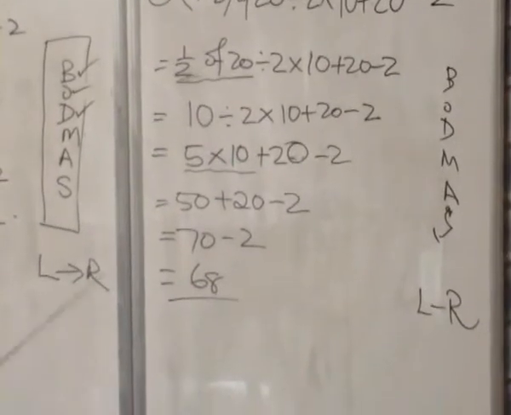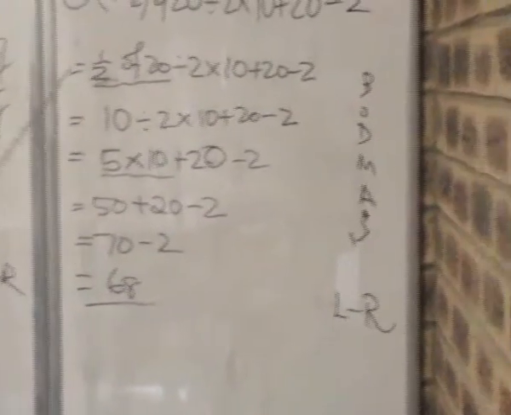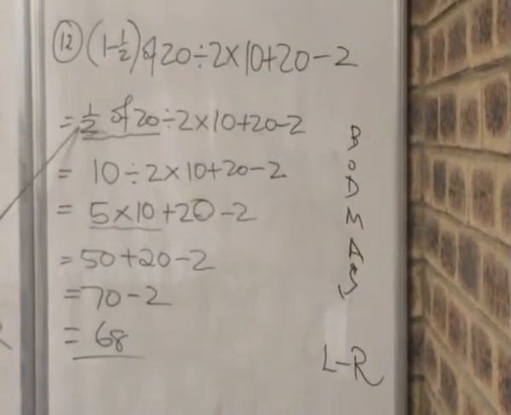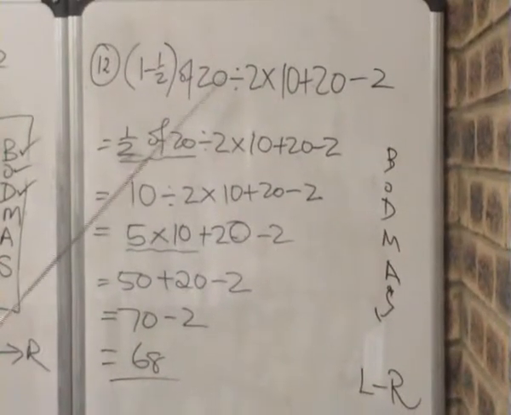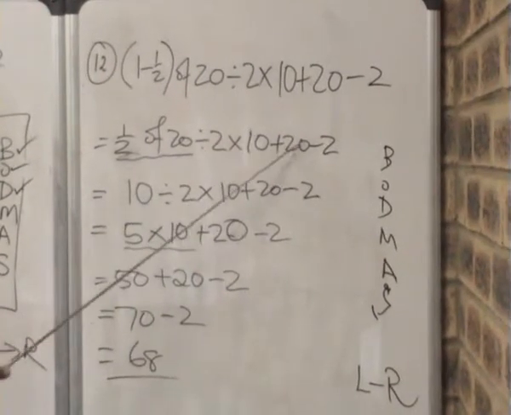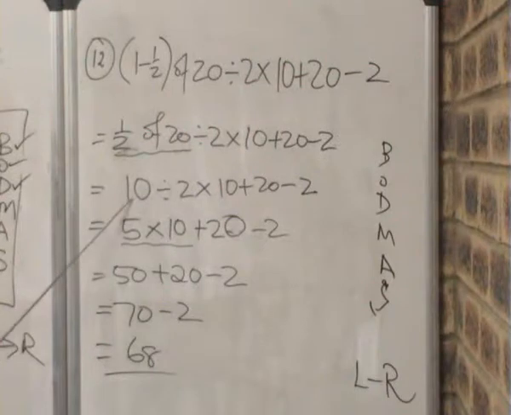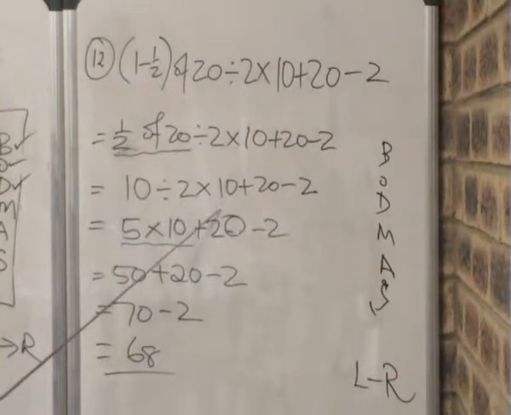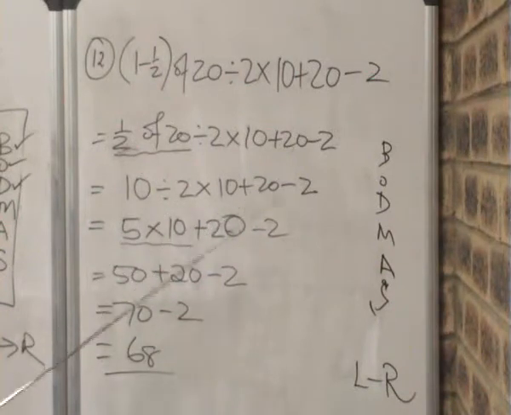Now it's always important to check your work. So we're going to go back and check this example. 1 minus half is half, correct, of 20 divided by 2 times 10 plus 20 minus 2, that's correct. Half of 20 is 10, that's correct. 10 divided by 2 is 5, that's correct. Times 10 plus 20 minus 2, that's correct. 5 times 10, 50, correct. Plus 20 minus 2. Now left to right, 50 plus 20, 70 minus 2, 68. That's the end of number 12.